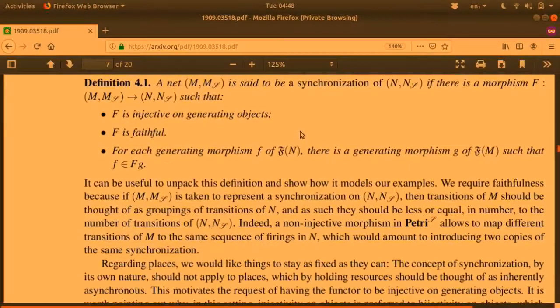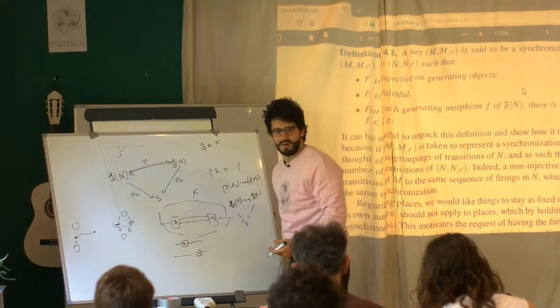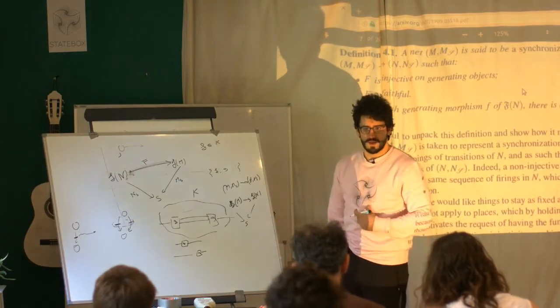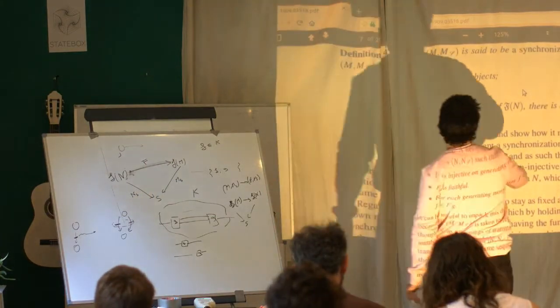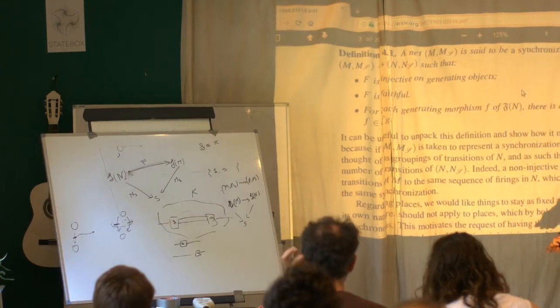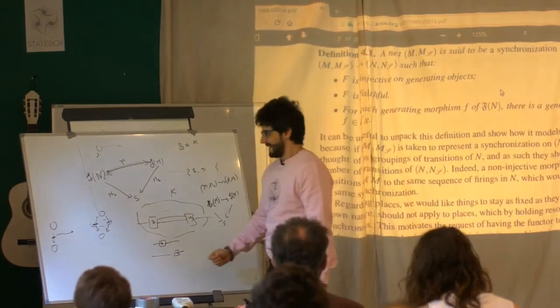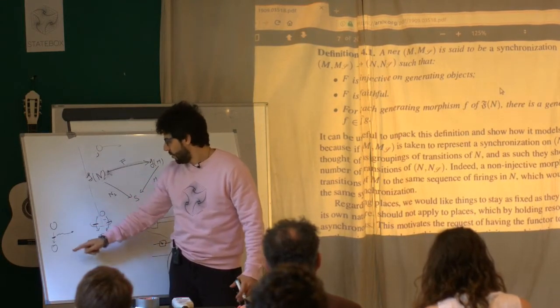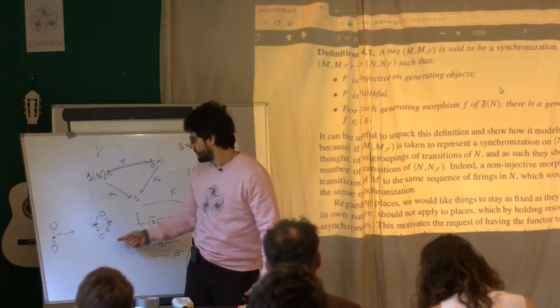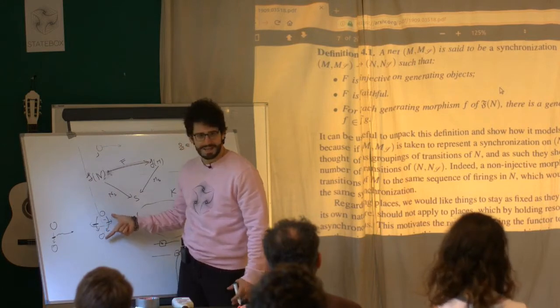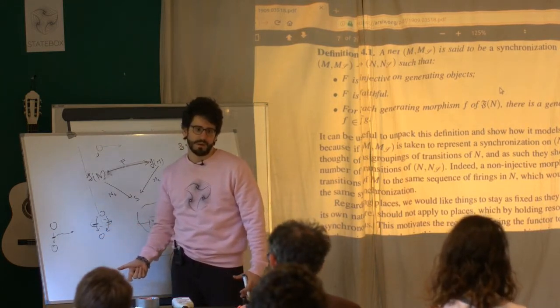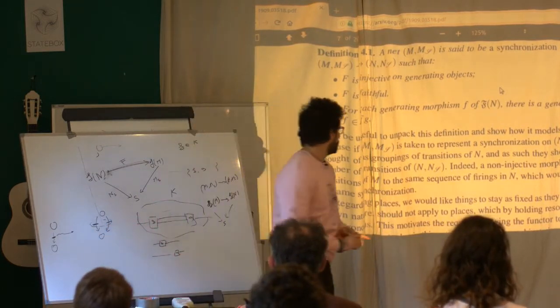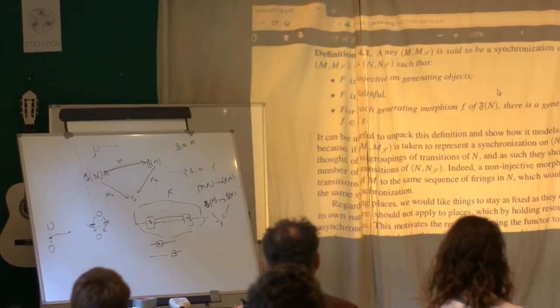What you would like to say is something like, I have this thing here that corresponds to synchronizing these two things, for instance. And to do this, you basically have to require this condition that is saying that whatever you map these transitions to, if you consider all these mappings, basically all the generating morphisms of this net are used to build this mapping. So yeah, that's why you have the third thing.